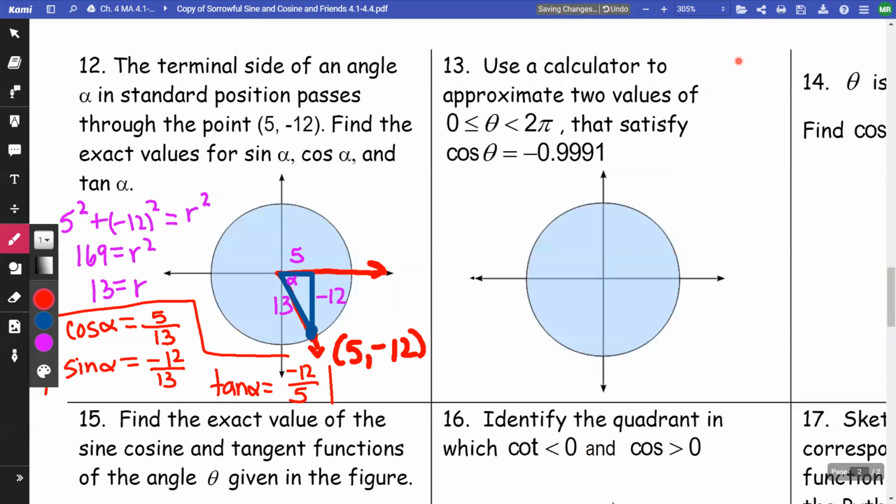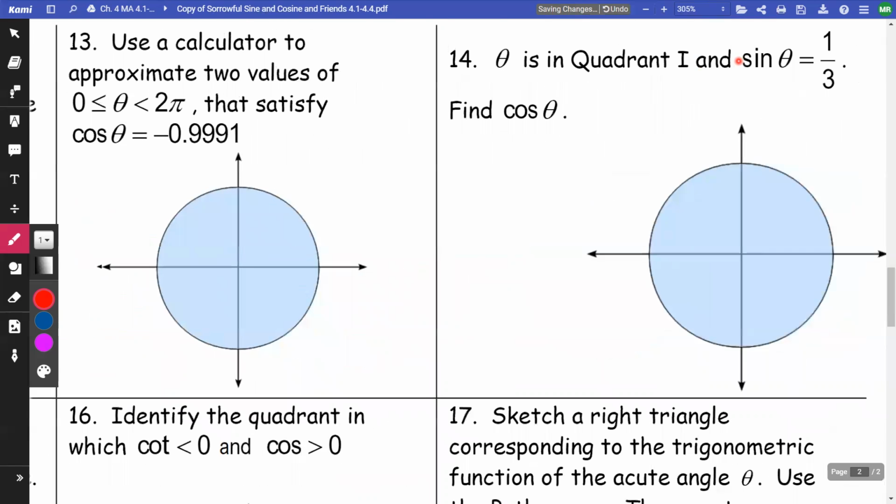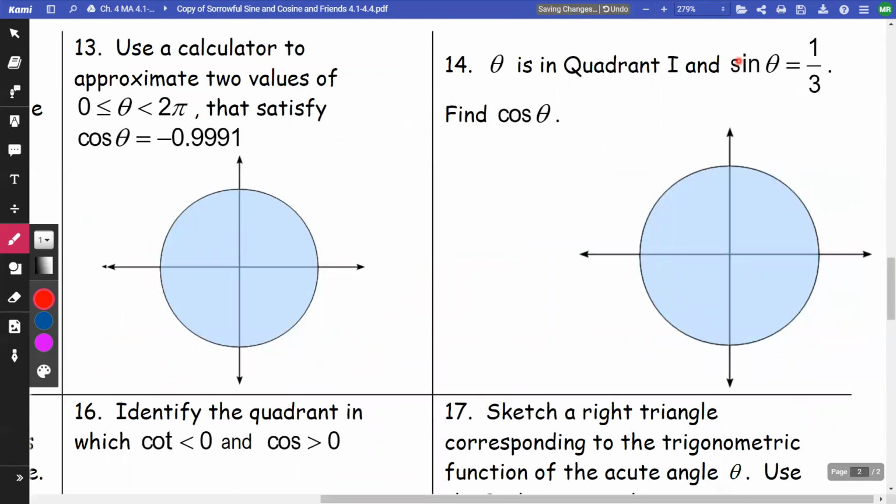On 13, we want to find two angle values in radians for this. Now, what I'm going to do is, number one, figure out where my cosine is going to be negative. My cosine is negative in quadrants 2 and 3. So this is where I'm going to be. Now I'm going to do cosine inverse, but I'm going to find the reference angle. So I'm going to put it in as a positive. I always put it in as a positive, no matter if they give me a positive or a negative.